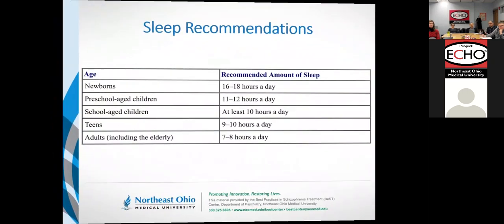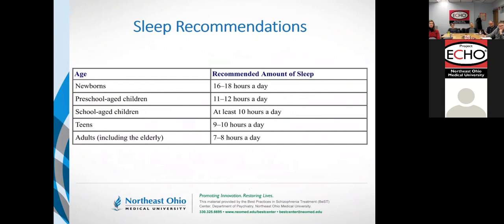And this chart goes through, and it's just vague, but overall sleep recommendation depending on what stage of life we are in. As we see, for newborns, the recommendation is more than 2/3 of the day, 16 to 18 hours per day. Preschool aged go down to about 11 to 12, then 10 hours a day for school-aged children, 9 to 10 hours a day in teenage, and then adults plus the elderly, 7 to 8.